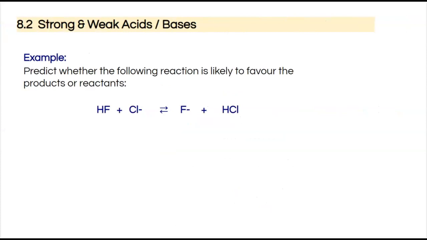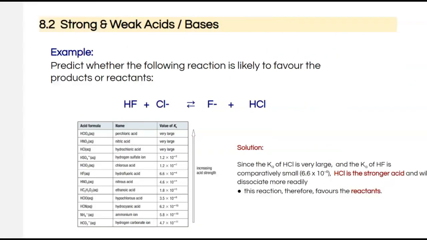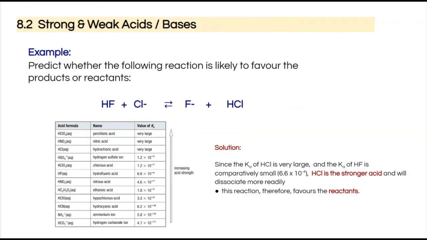So if I were to ask you, predict whether the following reaction is likely to favor the products or reactants, what we're really looking at is sort of like a tug of war, or actually like a push of war for these acids. And so the way that I would go about this would be to carefully take a look at my Ka values for the two acids that are involved, HCl and HF. And that would allow me to decide. So in the next slide, I have that described for you.